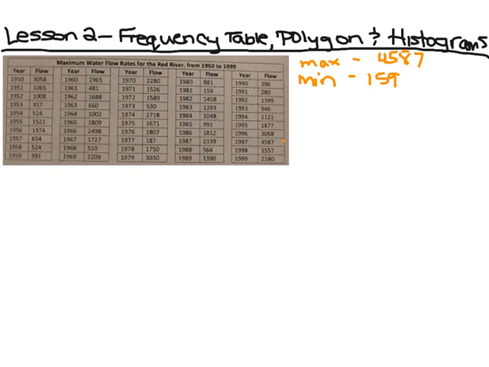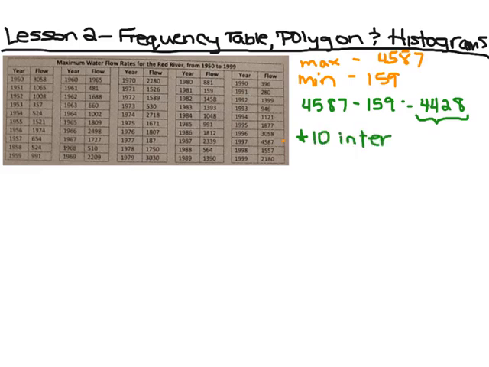Then you're going to determine your range. So 4587 minus 159 is 4428. So when you make a frequency table or a polygon or even a histogram, you need to choose intervals. And those intervals have to have enough intervals to match these values. So I'm going to give you how many intervals we have. So we're going to have 10 intervals.